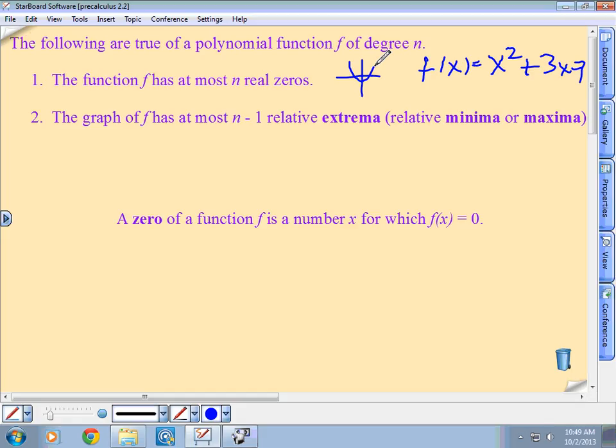The graph of f has at most n minus 1 relative extrema. So relative minima or maxima. An extrema just means a relative minimum or maximum.